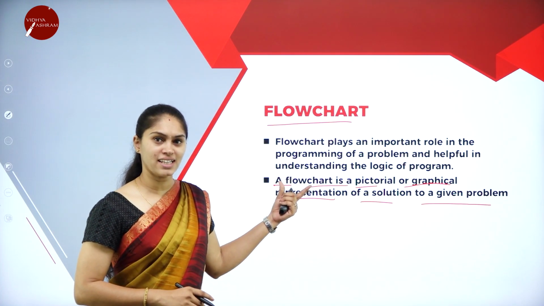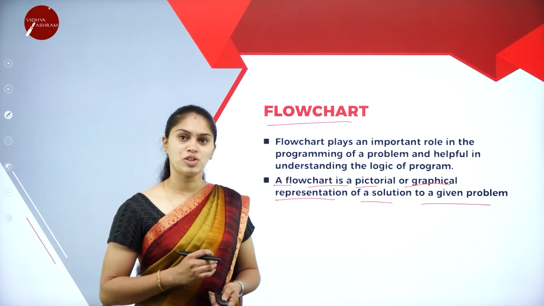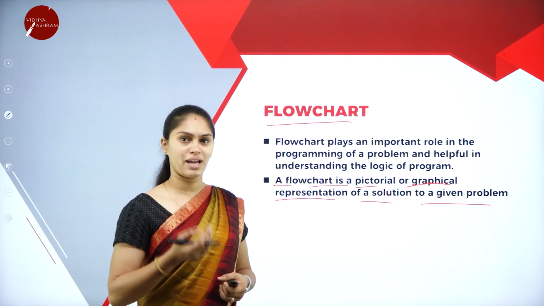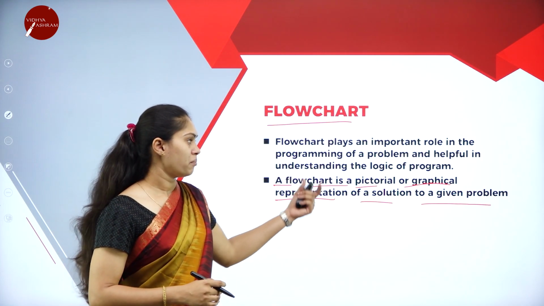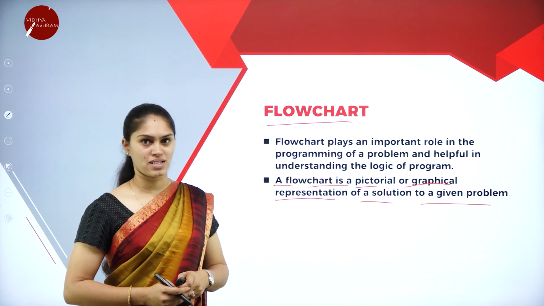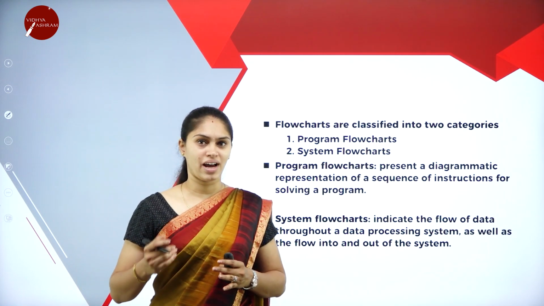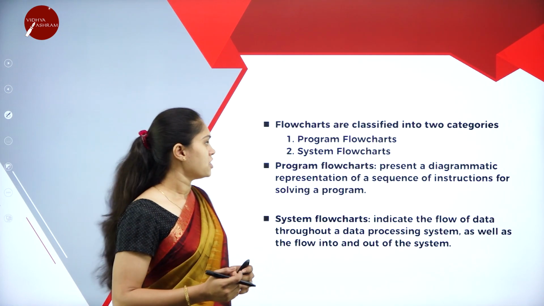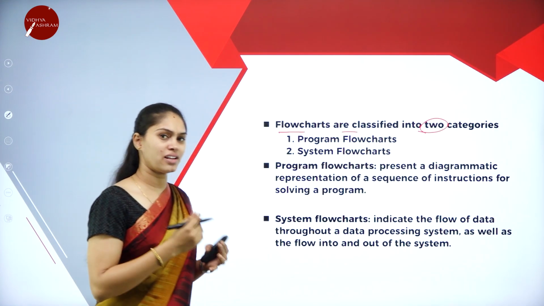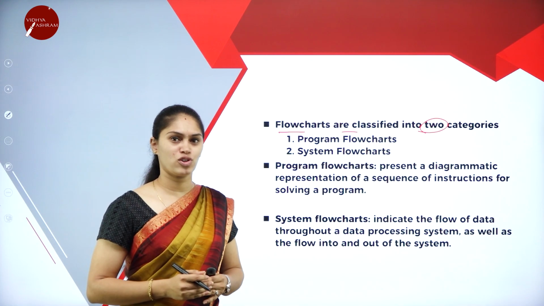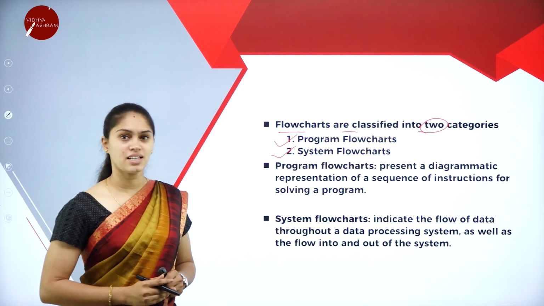So then what is flowchart here? It is a graphical or pictorial representation of a solution to any problem. Okay. So based on the problem, we are going to give the solution in the format of a pictorial or graphical representation. So then how will the flowchart be divided or classified? So flowcharts are classified into two categories. So what are the two methods or classifications of a flowchart? That is two methods, program flowchart and system flowchart.